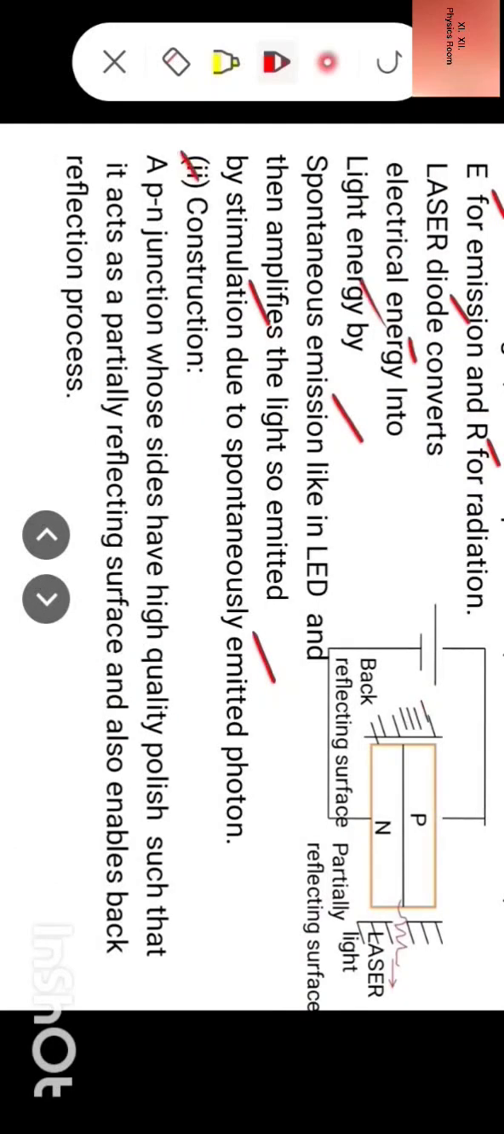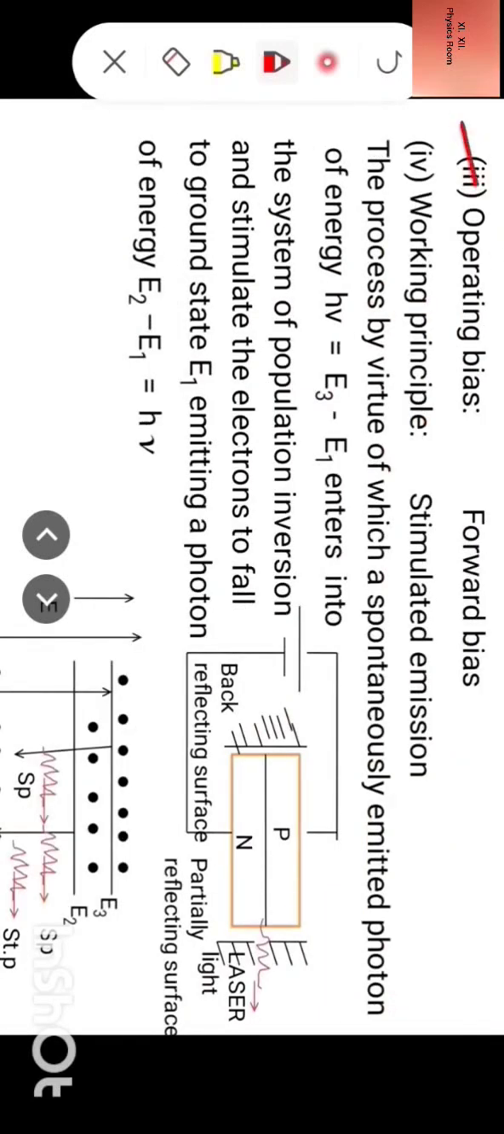Second, construction. A laser diode is a PN junction whose sides have a high quality polish such that it acts as a partially reflecting surface and also enables the back reflection process. So this is the partially reflecting surface and this is the back reflecting surface. Third, operating bias. It operates under forward bias conditions. Fourth, working principle. The working principle is stimulated emission.